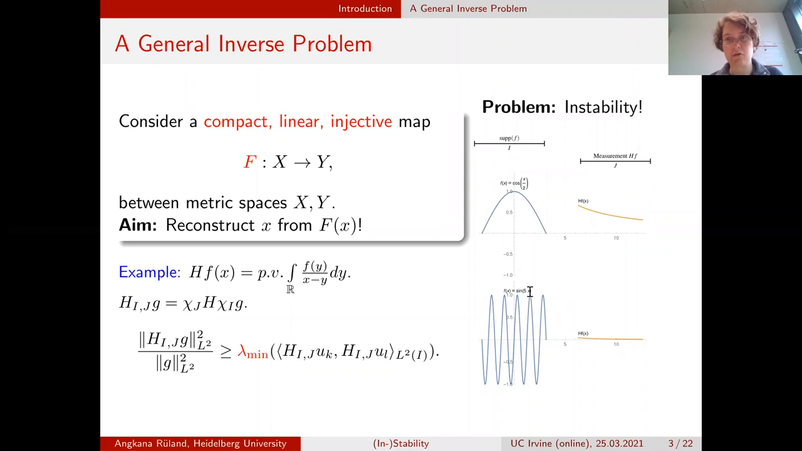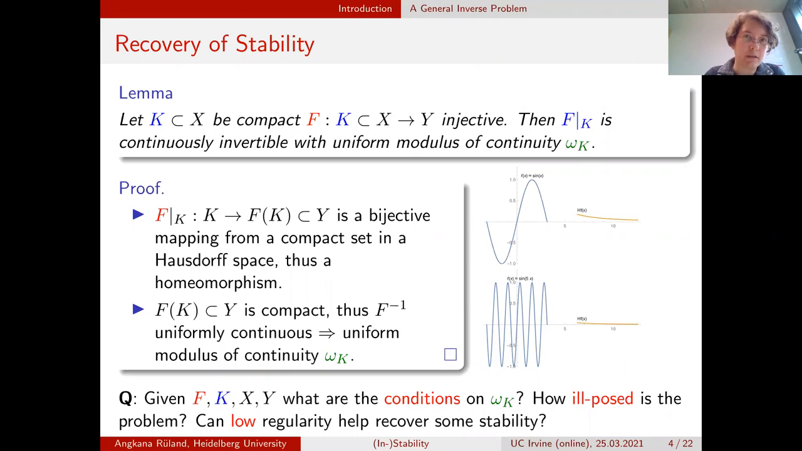But as soon as you go to more oscillatory data, you will see that there's a lot of cancellations, and the Hilbert transform here in this picture is already very, very small. So a constant that seeks to control this in, let's say, an L2 norm, has to be very large. And of course, what you see are the singular values of this, in this case, linear mapping giving rise to instability. Okay, but of course, it's also very well known how one can deal with this.